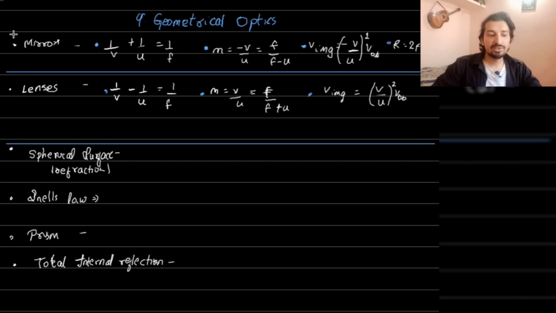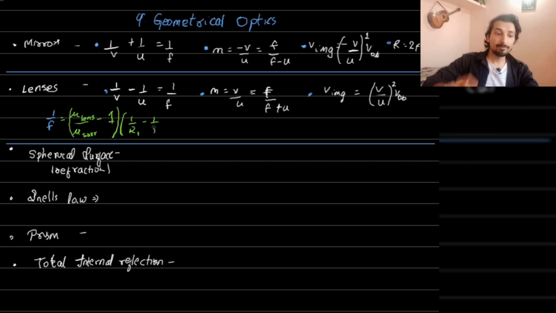u is object distance, v is image distance. And velocity of image, here v stands, it's not distance, here v stands for velocity. Velocity of image will be equal to image distance by object distance squared into velocity of object, whatever is the velocity of object. Then for a spherical surface you have focal length. Their focal length was how much? Their focal length was radius of curvature by 2, right?